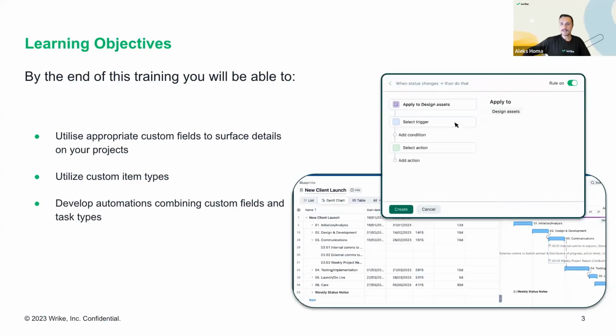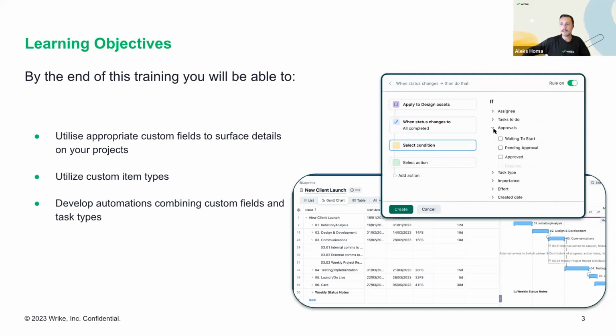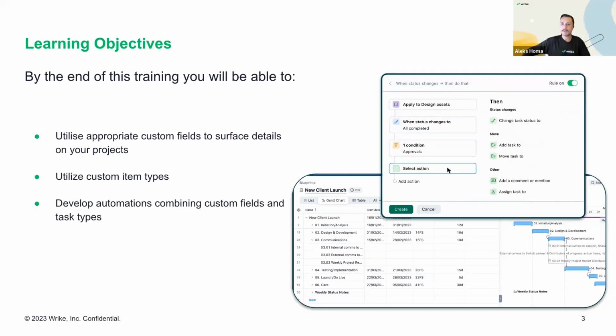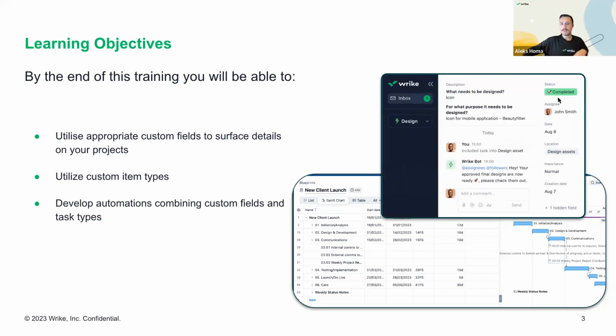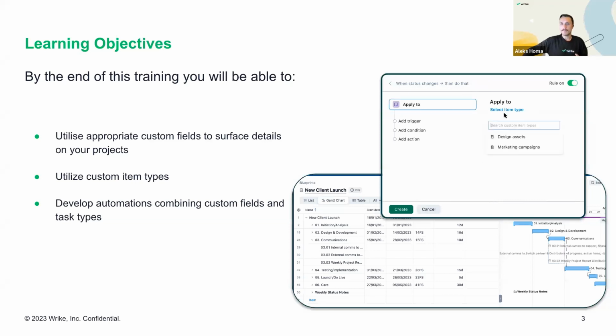What do we hope to get out of the session today? Well, we'd hope that you'd be able to utilize custom fields and understand how to surface your projects a little easier with Wrike. Utilize custom item types, and develop automations with the combinations of those as well.